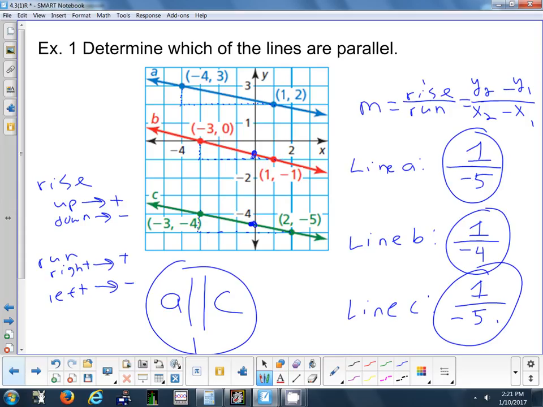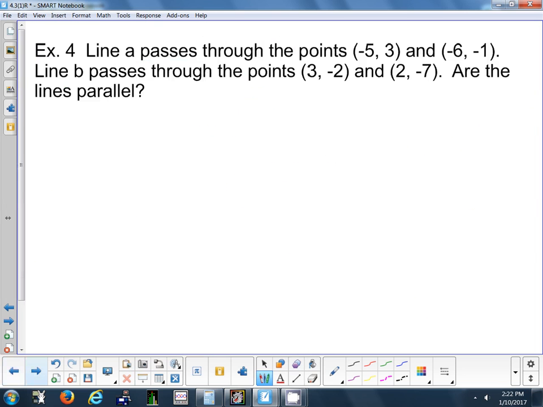So this is what we did last time. What are you going to have to do this time? The formula, you're going to have to do that, because you don't have a picture. So what I want to do is just separate my work into 2 sections. I'm going to do everything for line A on one side, and then I'll do line B on the other side, because we don't want to mix things up. Okay, can somebody give me the 2 coordinates for line A?